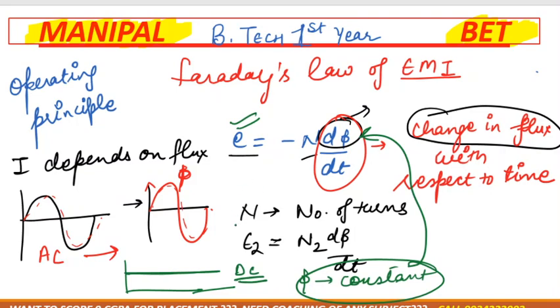So that's why we always say that a transformer never works on DC. It always works on AC. Correct?